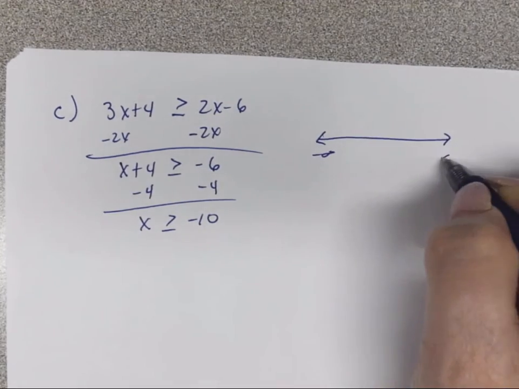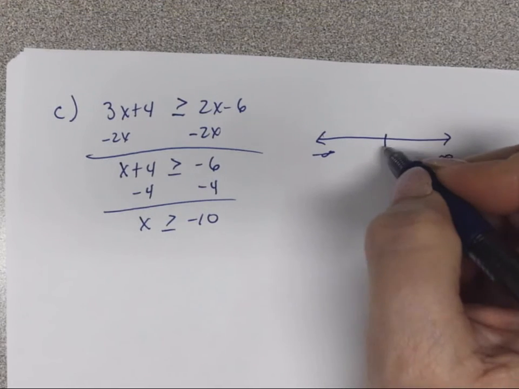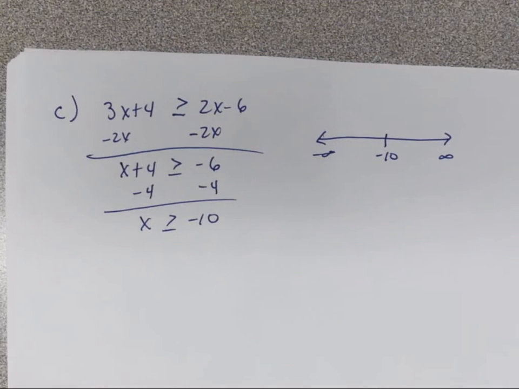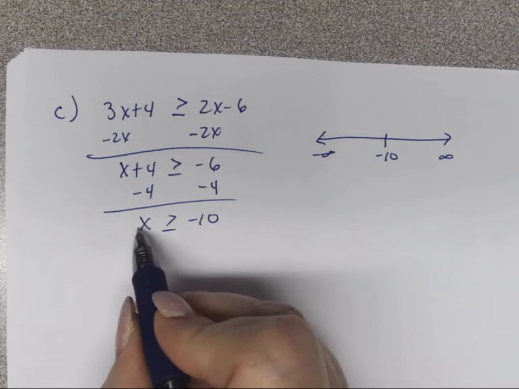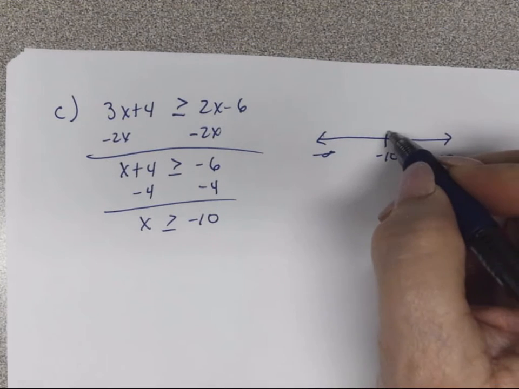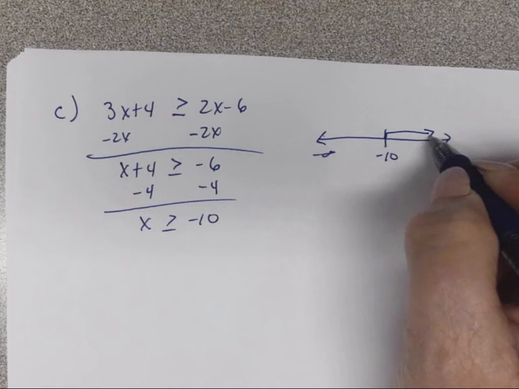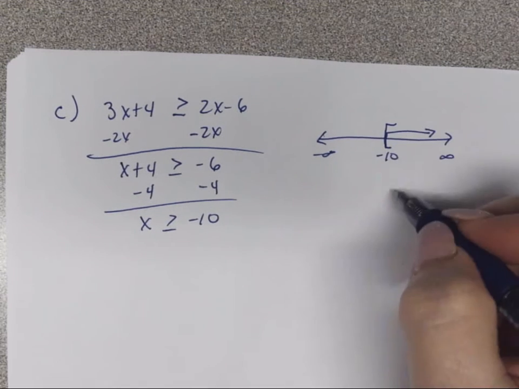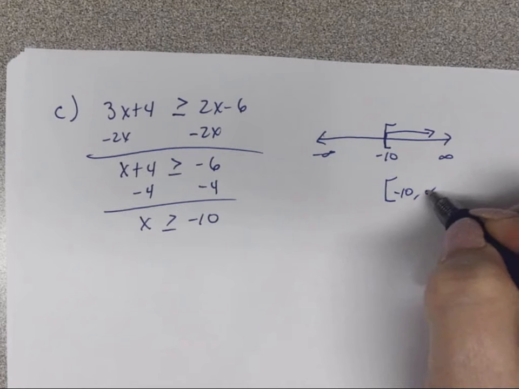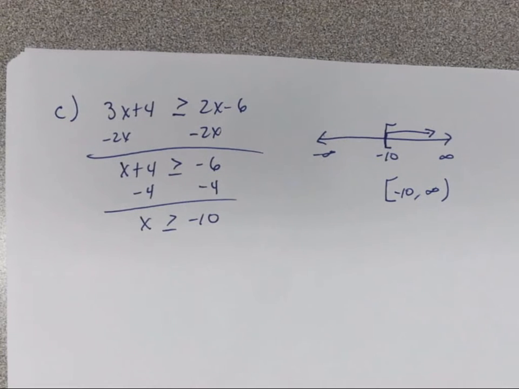So negative infinity to infinity, I have my negative 10. So with that negative 10, I am greater than or equal to it. So it's greater than goes to the right. Equal to gets it a bracket. So we end up with bracket negative 10 to infinity. All right, let's look at another problem.